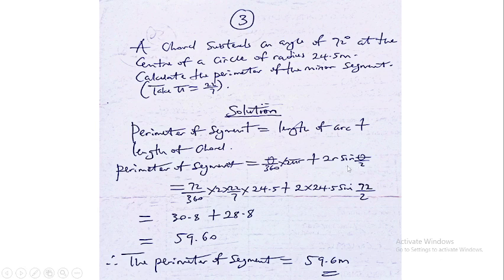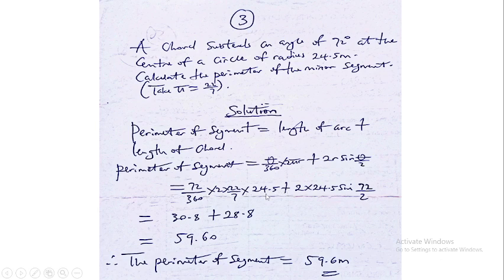So, having known these two formulas for length of arc and length of chord, then we can easily substitute the values given to us into these formulas. Then from there we can find the perimeter of the minor segment. Theta is 72 degrees, then divided by 360 times 2 times 22/7 times the radius, 24.5, plus 2 times the radius of the circle, 24.5, sine theta is 72 divided by 2, because you are having the half of the angle, which is 72/2.